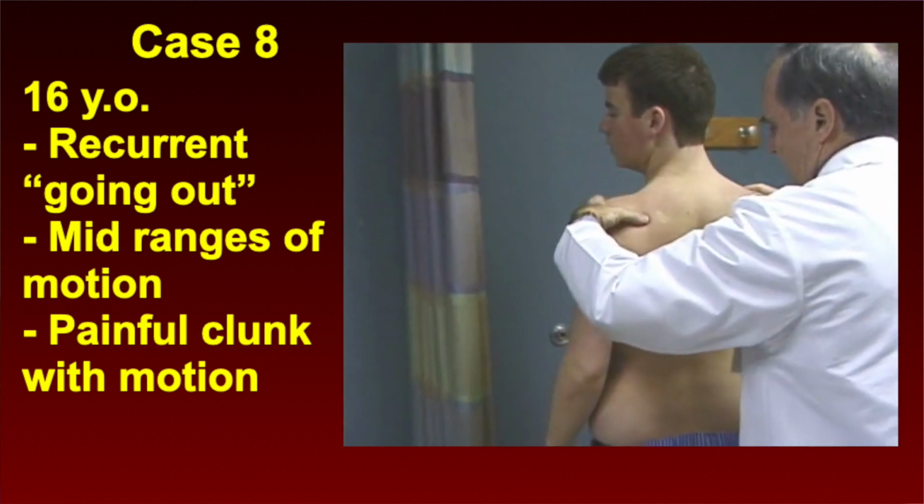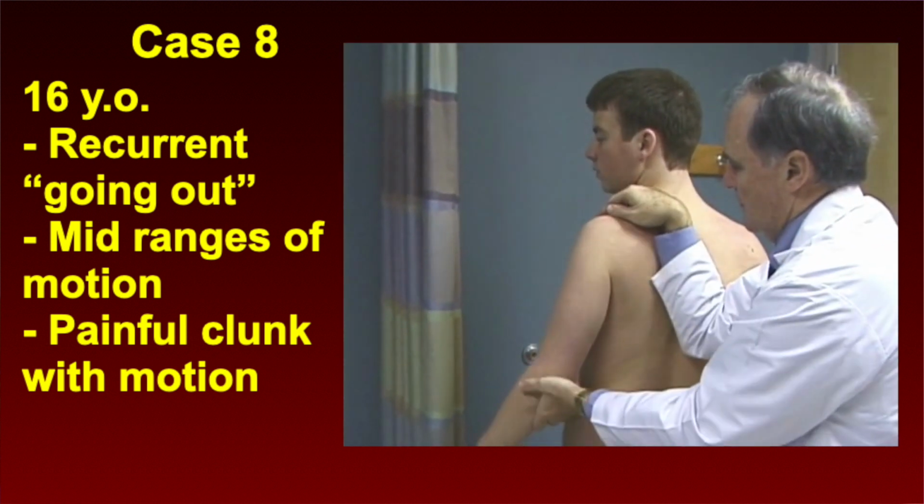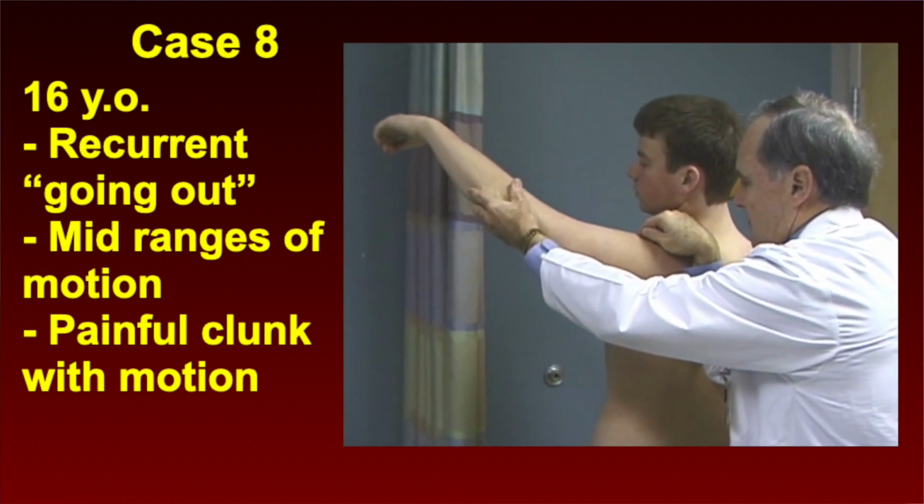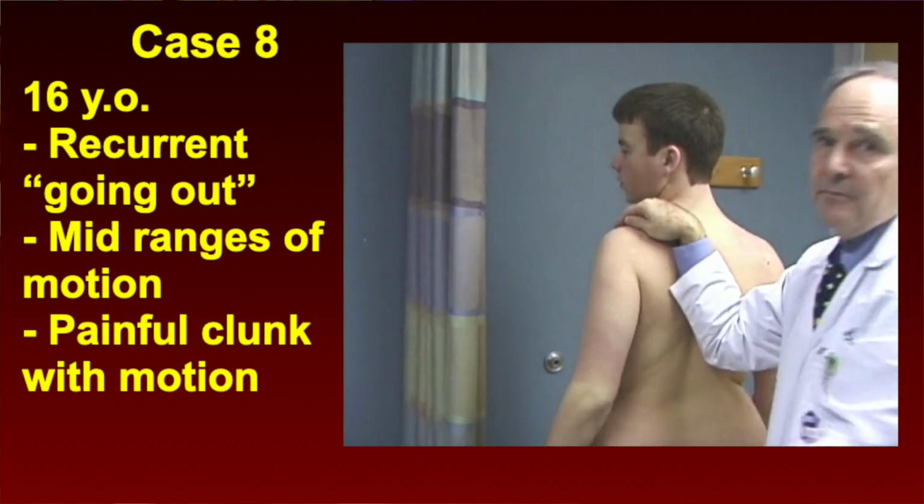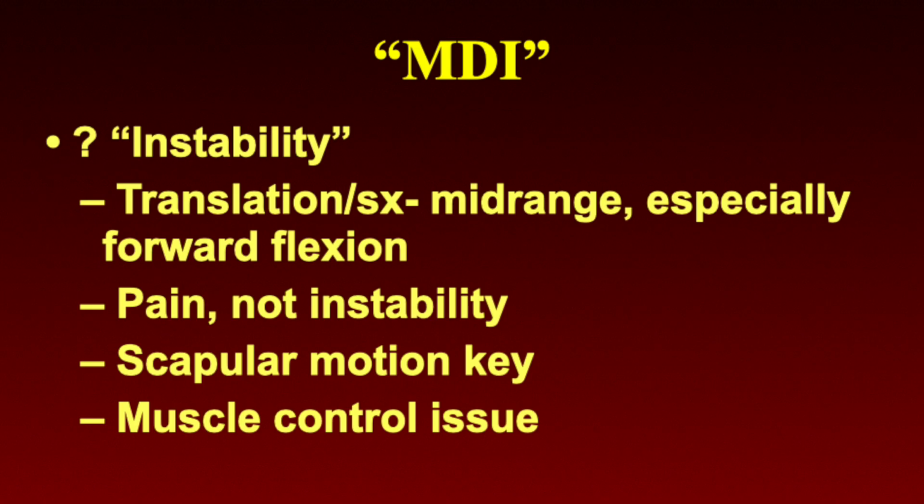Now, if you stabilize the scapula, bring him up, now he does not sublux, because you have stabilized the border, so now the bottom doesn't drop out, and the glenoid stays in a position where now you have good concavity compression, showing that, once again, it's the scapular tilting, latissimus dorsi activation that creates the inferior tilt, which allows the instability to occur. It's really not instability because the translations are in the mid-range. Pain is the problem. Scapular motion is the key to understanding this, and it's a motion control issue.